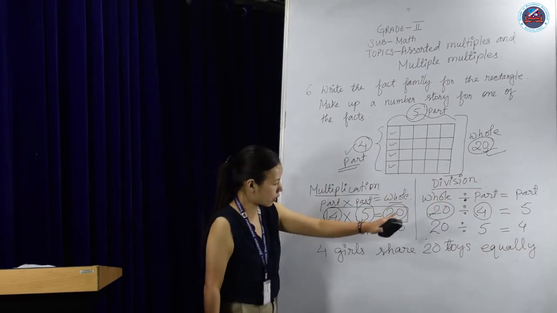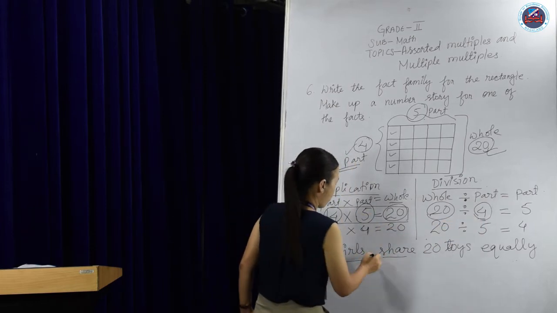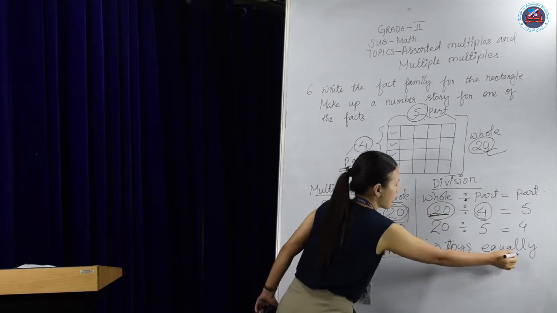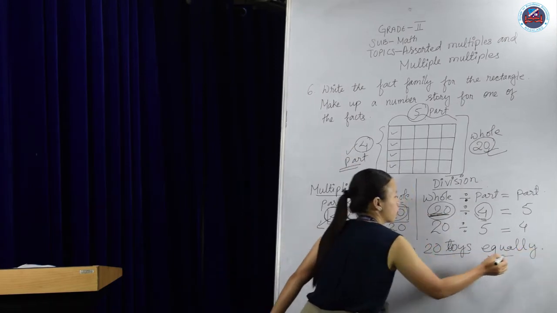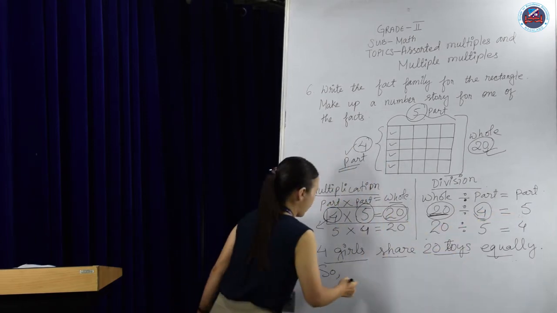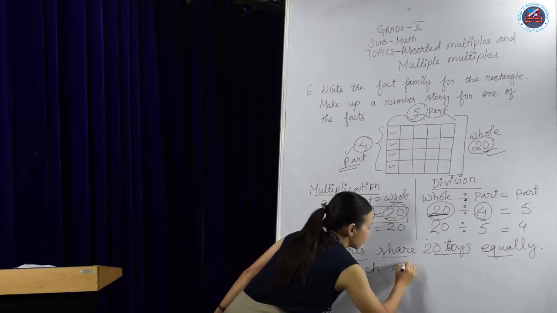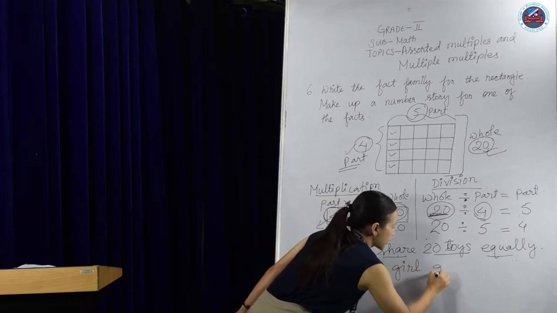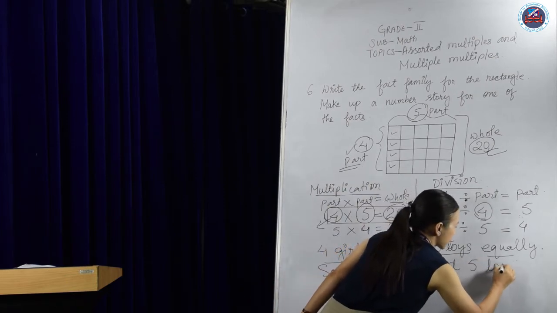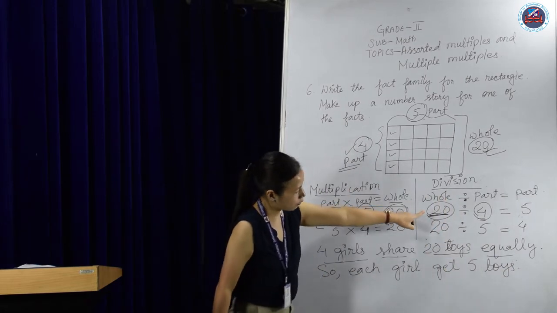So 4 girls, that is this 4 girls, share 20, this total 20 toys equally. So this 5 we will write, so each girl gets, this 5 will come here, 5 toys. So that's how we write the number story for this division 5.